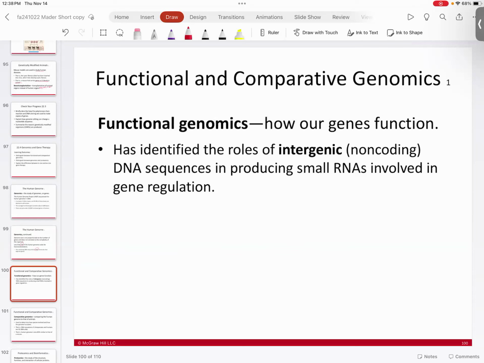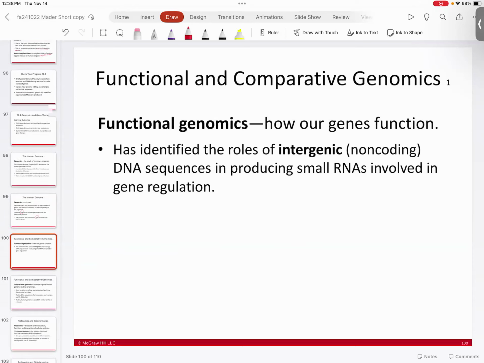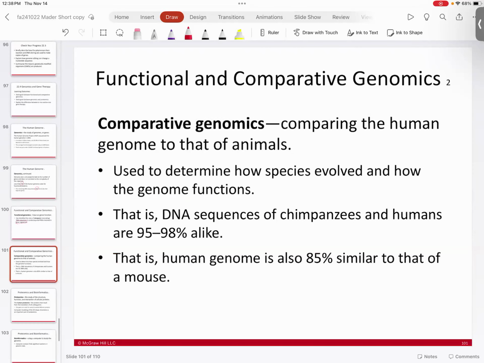So in functional genomics, basically we look at how our genes function. And so what we look at is the roles of intergenic or non-coding DNA sequences in producing things like small RNA and things like that. And so we look a lot at these non-protein types of functions of DNA. That's all in there, right?